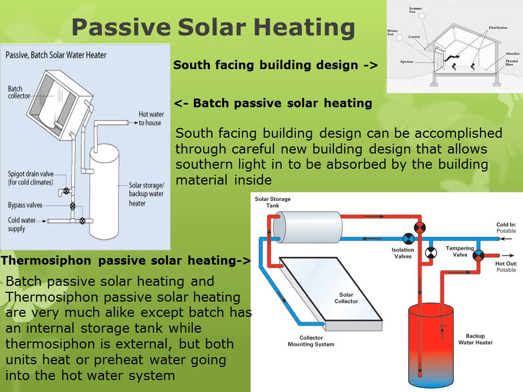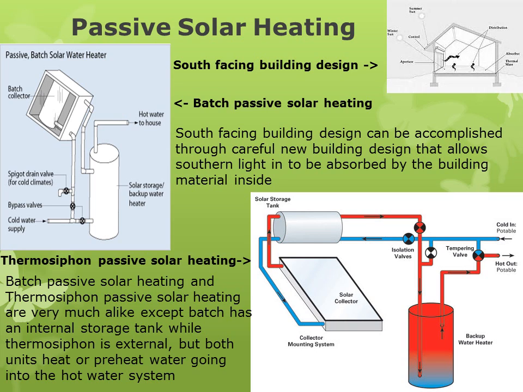Thermosiphon passive solar heating is very much like batch passive solar heating, except that the solar collector and the storage tank are separate, allowing you to insulate the lines between all the components, making it a more efficient system than the batch one.